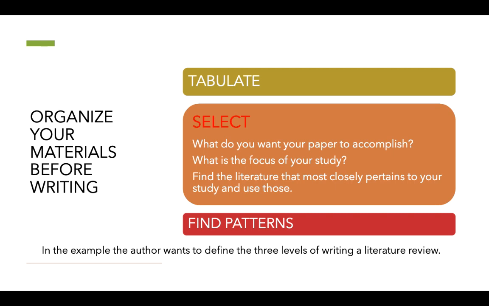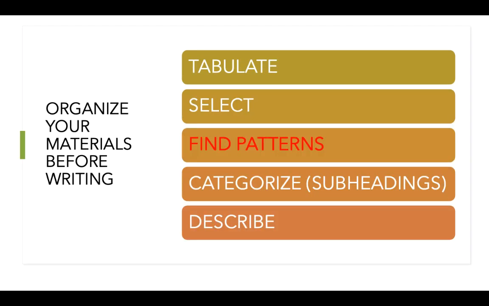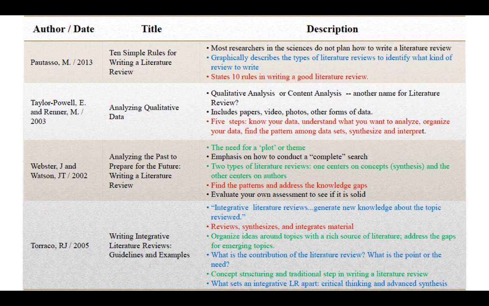In this example, the author wanted to define the 3 levels of writing a literature review. As you can see, they have summarized from 4 articles. It is color-coded according to the levels of writing a literature review. There's green, there's blue, and there's red. Probably red is a theme that says there are several steps of writing a good literature review.